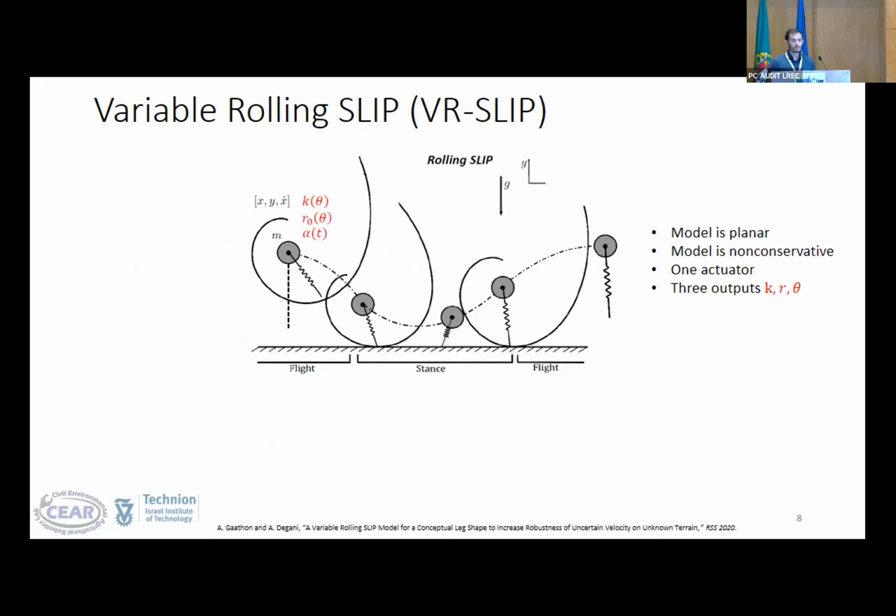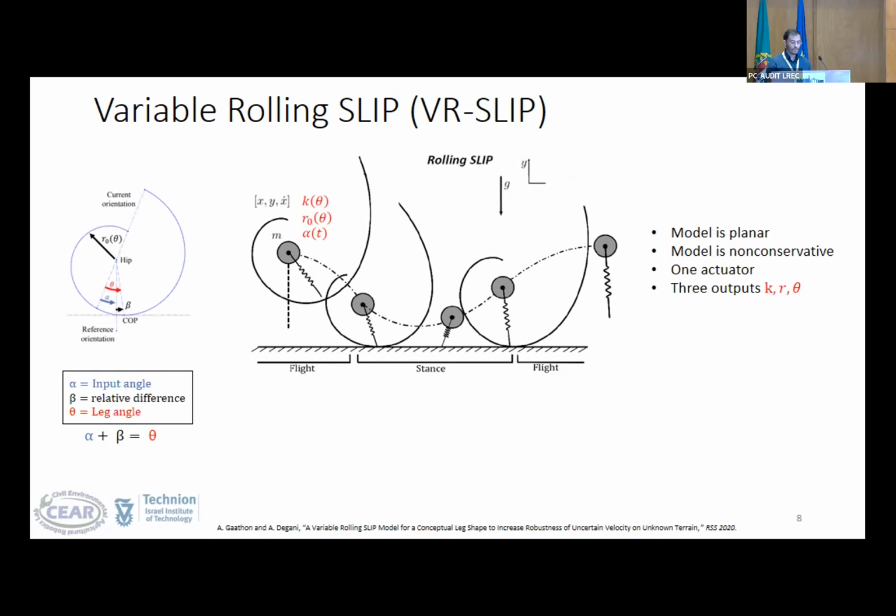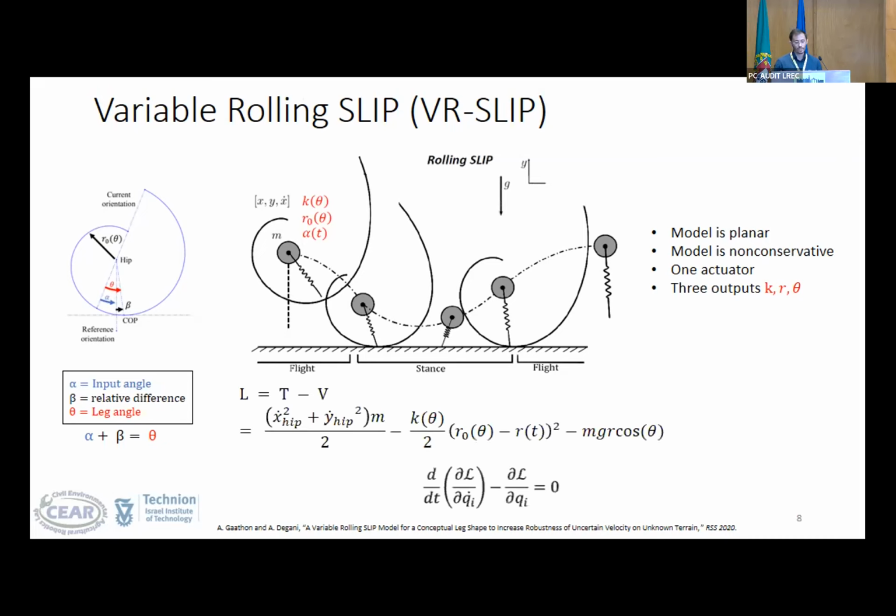In variable rolling SLIP, we try to gain all the benefits that we got from variable SLIP, however, keep it pretty simple. Here we have a spiral shaped leg, and by controlling the leg angle, we control the leg stiffness, the leg length, and also the leg position. Due to the leg shape, our input angle alpha controls the output angle theta, the leg angle. Moreover, during stance, we have to consider changing leg length, changing stiffness, and rolling, making for some pretty complex equations of motion, but it's worth it.